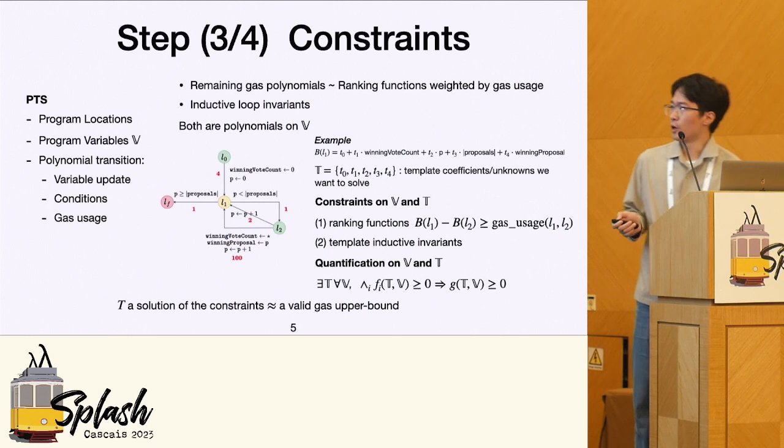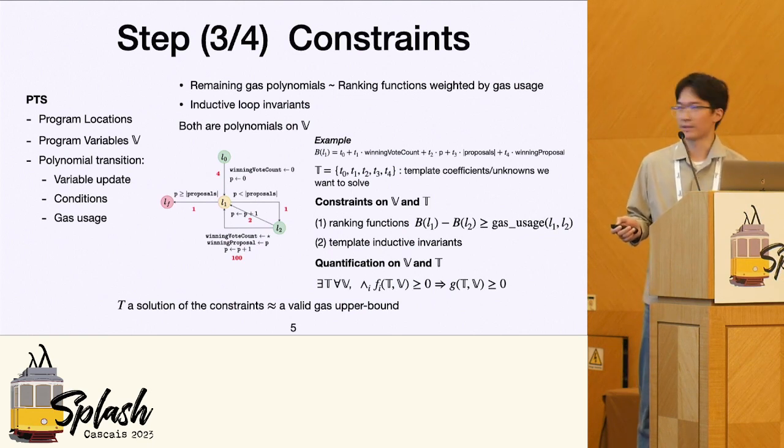And so overall, the format of the constraint really looks like this. There exists some value for the template coefficient, such that for every possible value of the program variables, as long as some polynomials on these variables are non-negative, then some other polynomial is non-negative. And this means the inductive invariant holds, or the ranking function is positive, something like that, and then you have enough guess, and then the invariant holds after the transition.